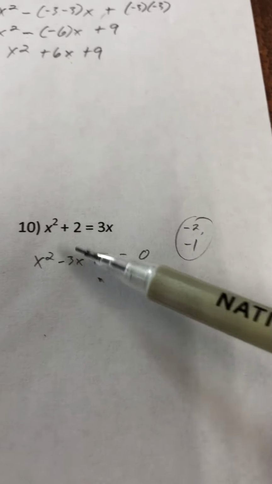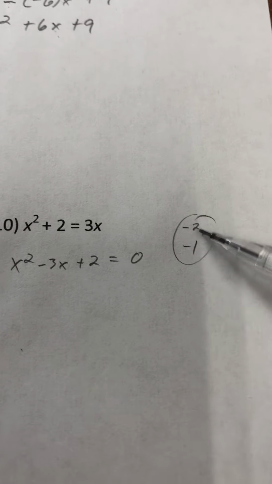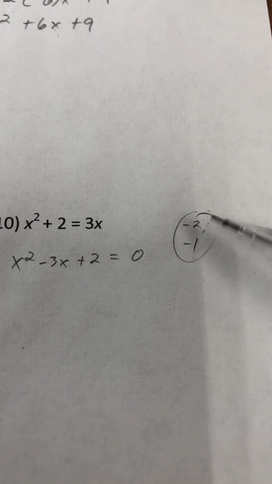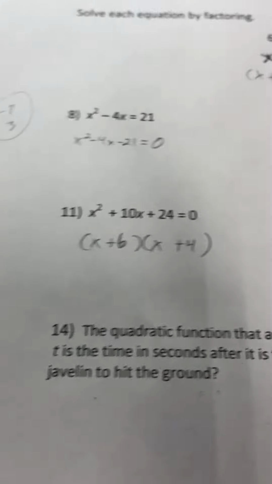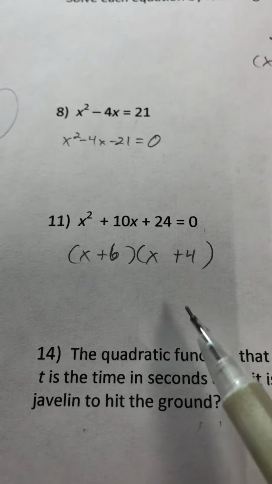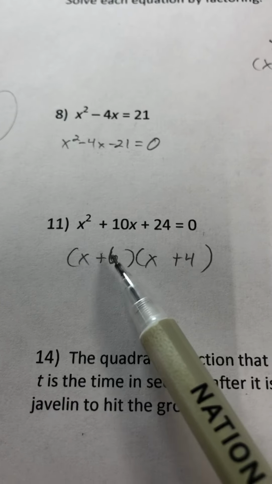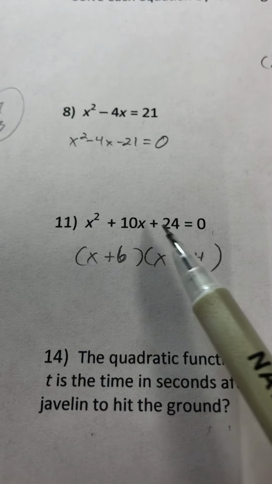This one, a couple, set it to 0. And then a couple numbers that you're going to be looking at and using is -2 and -1. For number 11, this one's already set to 0 for you, and 6 and 4 work real nice. Because 6x plus 4x gives you 10x, and 6 times 4 gives you 24.